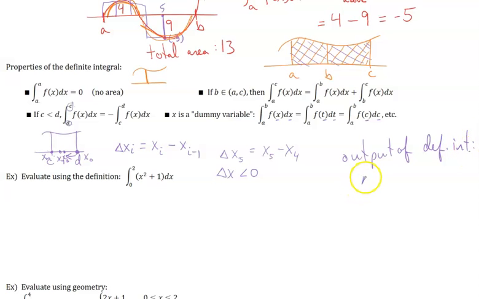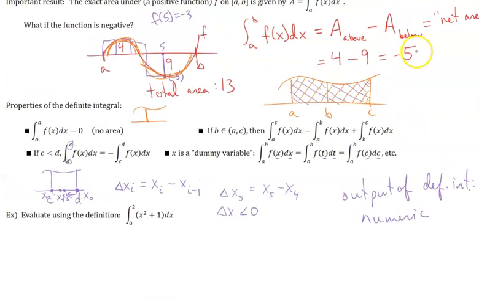The output of a definite integral is going to be something numeric. We're going to have some value, like up here, the output was -5. The output of an indefinite integral, remember that's where we don't have the limits, so something like just this, is an antiderivative function. The output of an indefinite integral is a function. But if we have a definite integral, the output is going to be some numeric value, okay?